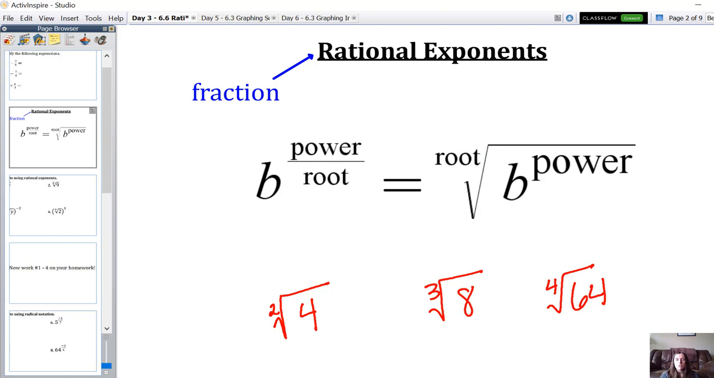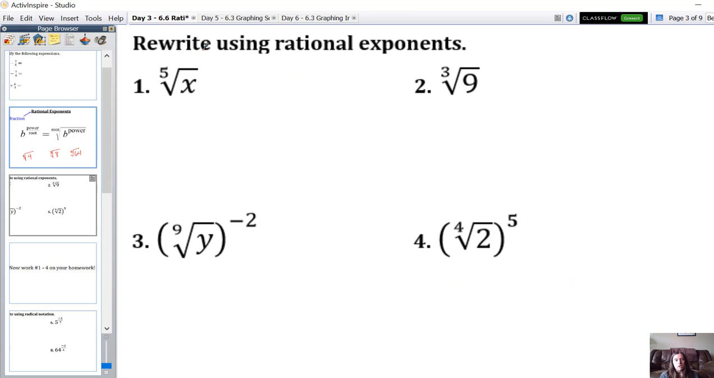Now let's look at some examples with rational exponents. We're going to be rewriting these into something to a fractional power. With this x, it doesn't show it, but there's an imaginary 1 there. So when we rewrite this, our numerator is going to be 1, and our denominator is whatever number is in front of our radical, whatever is in the little v section of our root. On the bottom we have a 5. So we have x to the power of 1 over 5.